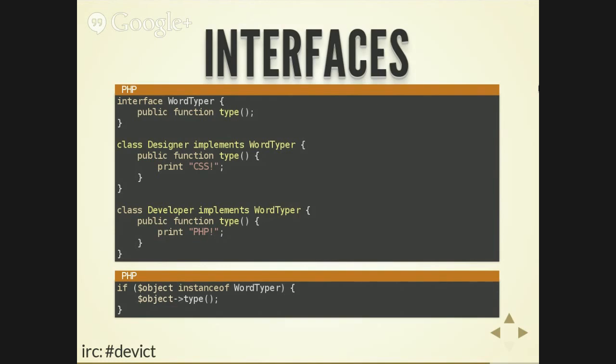So previously I had a developer, right? And I would say, well, is developer an instance of Coder? Well, yes, because it inherits that type. You can do the same kind of check with interfaces. What I'm saying here is, does this object have the behavior of a WordTyper? So this is where you get into behavior-driven development. I don't care what it is. I just care that it has this role. I care that it has this set of behavior and it acts like this thing. So it does. Great. You enter my if, and I say object type. So it prints CSS or PHP. Well, whatever it's going to do, I don't care. I just know that it's a WordTyper.